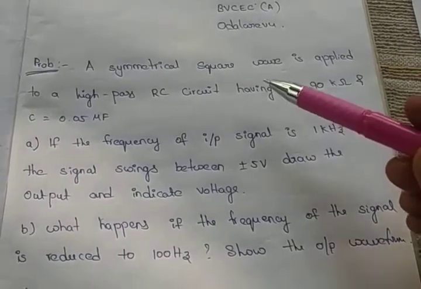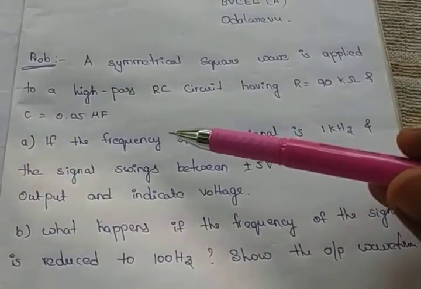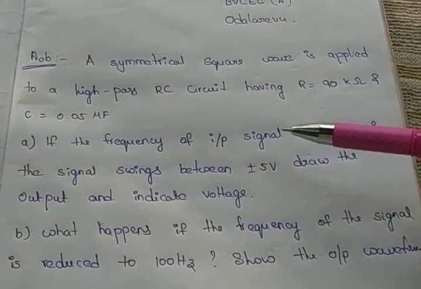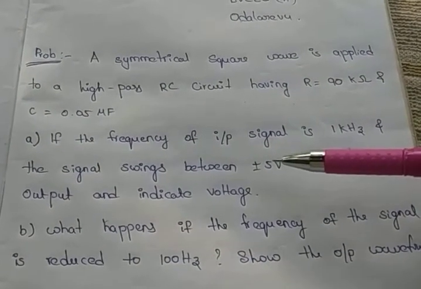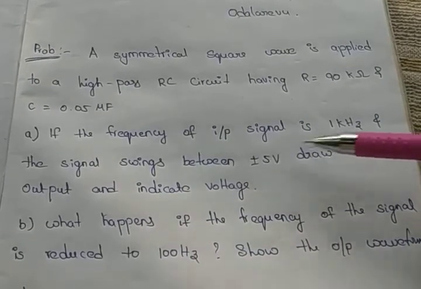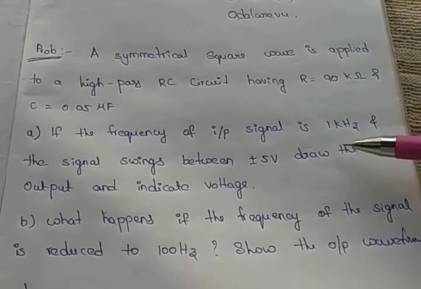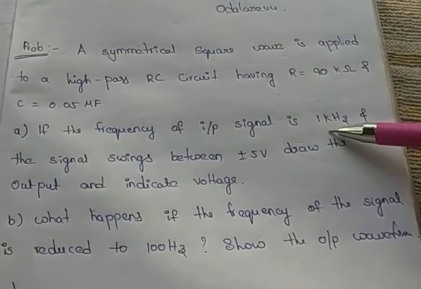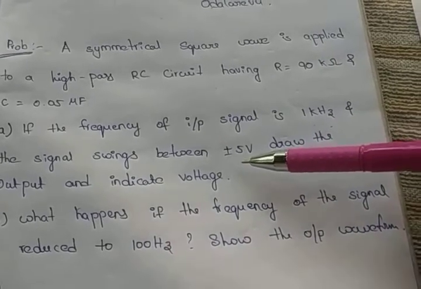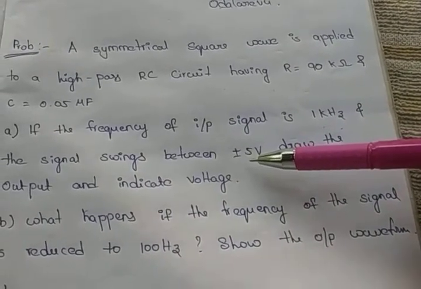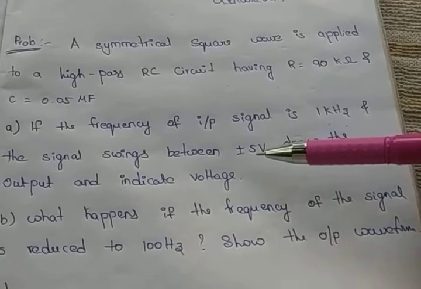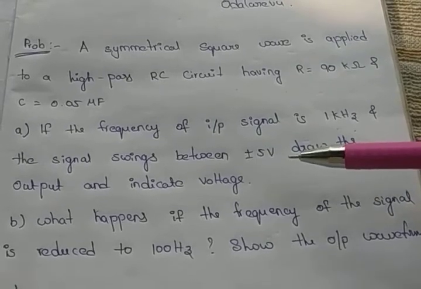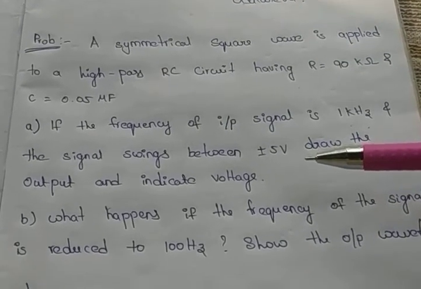A symmetrical square wave is applied to a high-pass RC having R equal to 90 kilo ohms and 0.05 microfarads of capacitance. One: if the frequency of the input signal is 1 kilohertz and the signal swings between plus or minus 5 volts, that means we have the maximum voltage and the minimum voltage. By that we can calculate the peak to peak voltage as 10 volts. And we have to draw the output and indicate the output voltages.